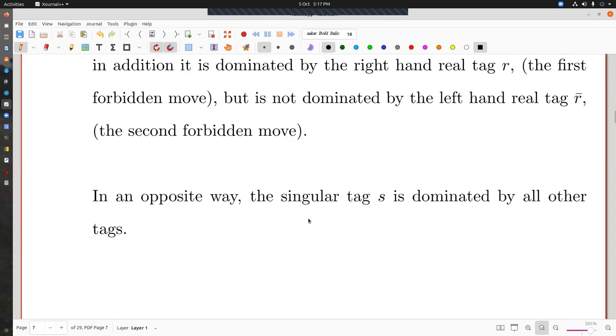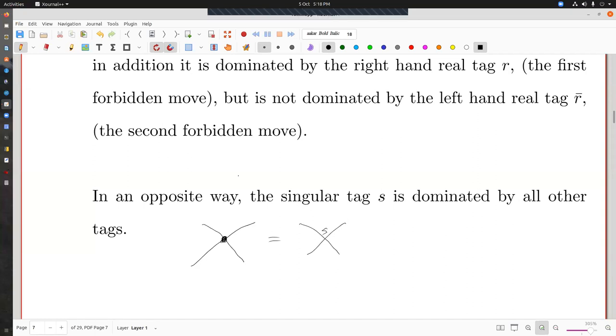And we have the singular tag S, which is dominated by all other tags. Now, what does a singular crossing look like? Its glyph is usually denoted by a black blob here. All right, so that's equal to S. And the point is that a real arc can move over that, but the singular tag can't move over anything.